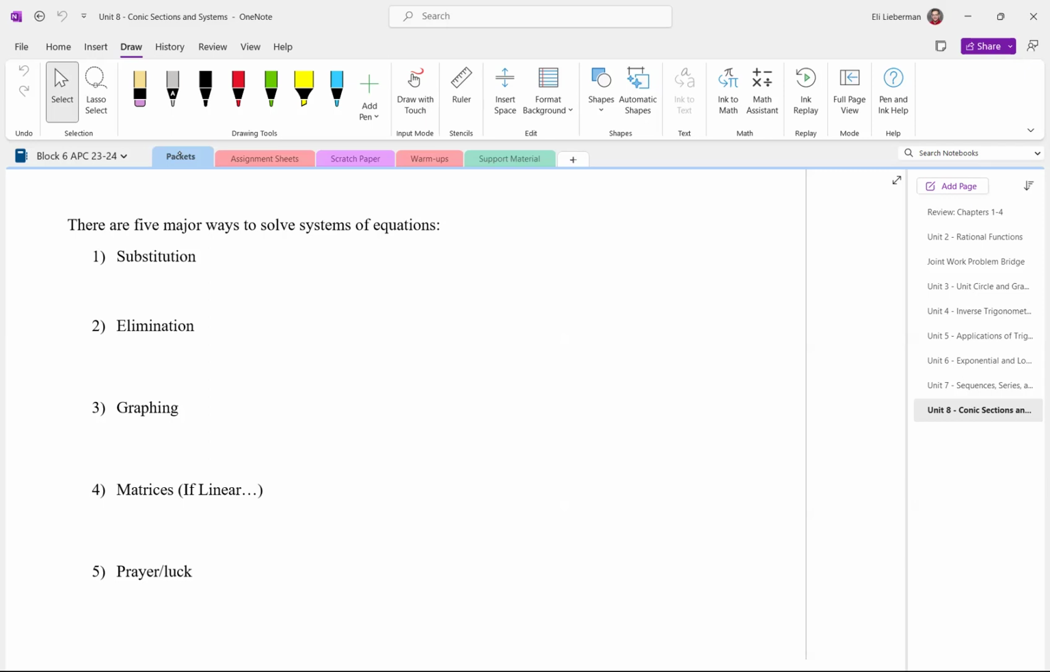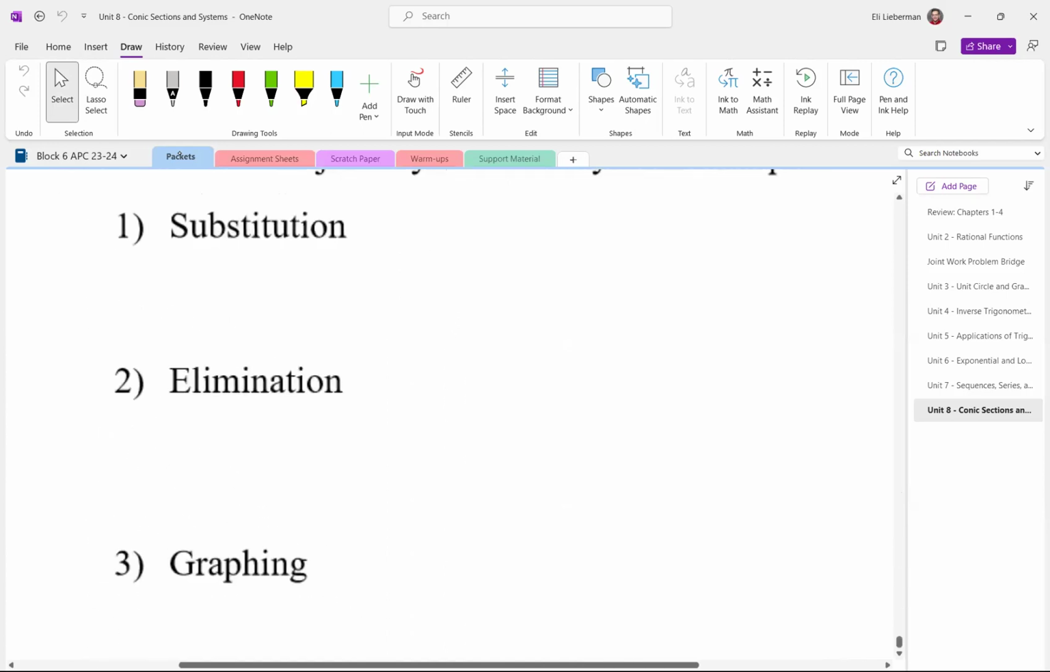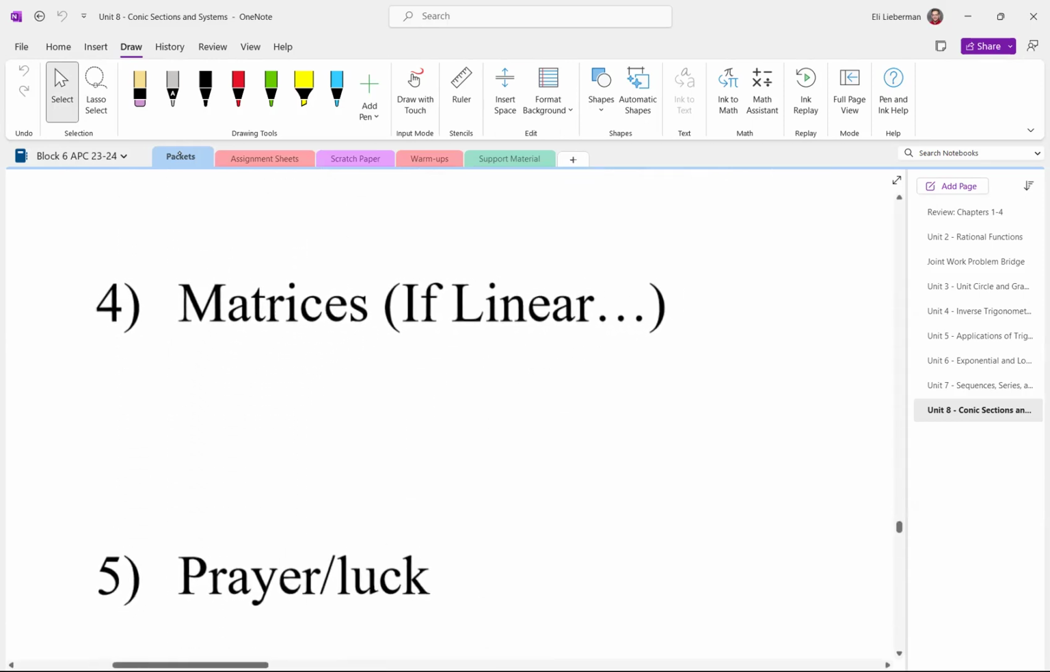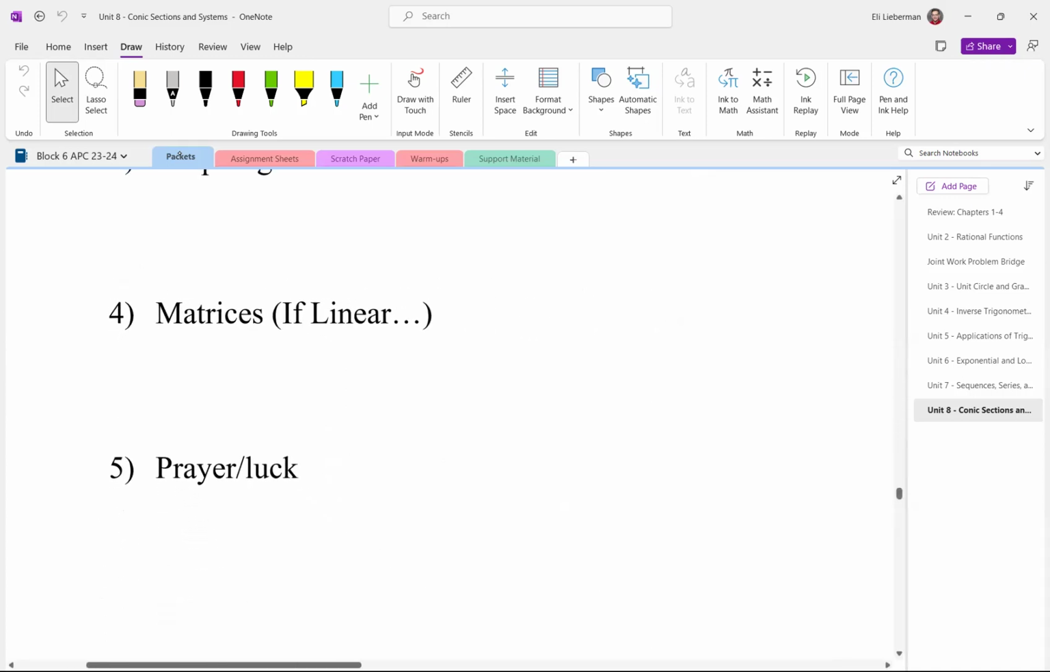For using that method, you will receive 0 points. It's gotta be one of these three. You can't use prayer or luck as a method for solving a system of equations. What about nature? Nature is a beautiful way to solve systems of equations. That's what we're gonna do in this class.